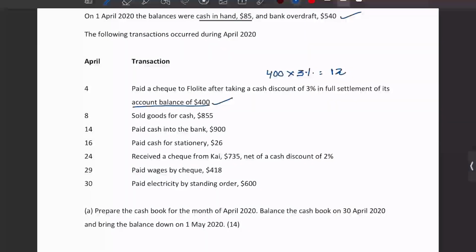Imagine you have to pay someone 400 and the fellow is giving you a discount of 12. How much will you have to pay? 400?